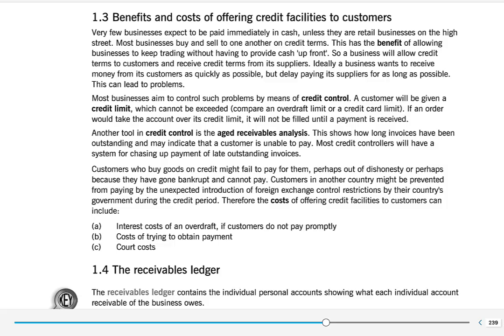What this lesson is really teaching you to say in an exam. This lesson often appears in the exam as a written question, not a numbers question. For example, you may be asked to explain benefits of offering credit to customers, explain costs or risks of offering credit, explain why credit control is needed.